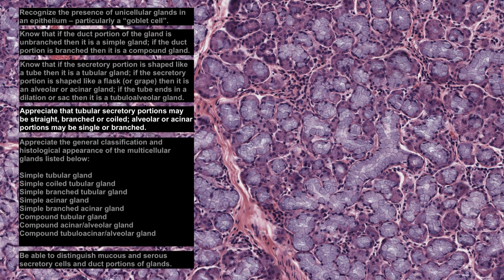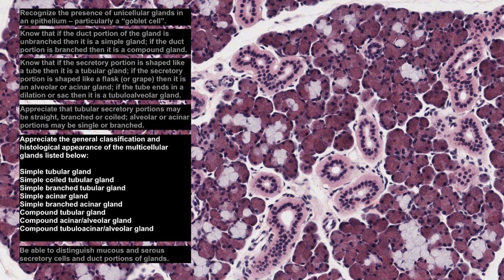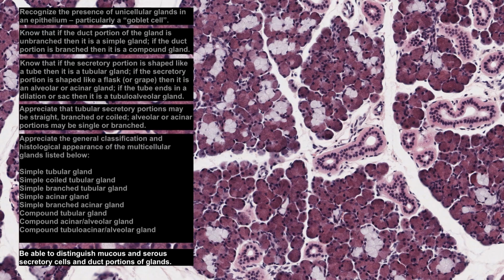Appreciate that tubular secretory portions may be straight, branched, or coiled. Alveolar portions may be single or branched. And so, knowing this terminology, appreciate the general classification and histological appearance of the multicellular glands listed below. And then be able to distinguish mucous and serous secretory cells and duct portions of glands.